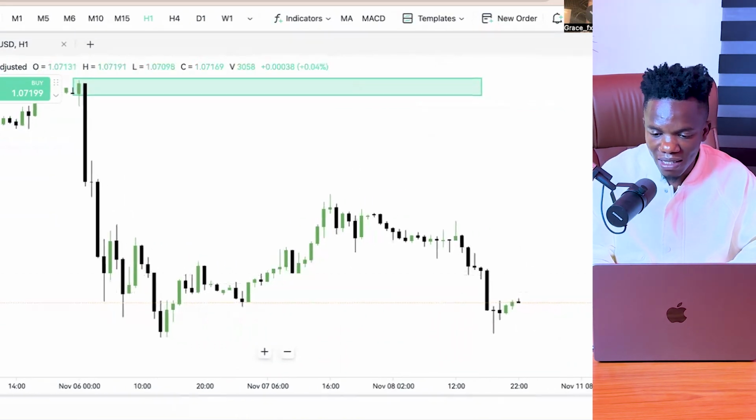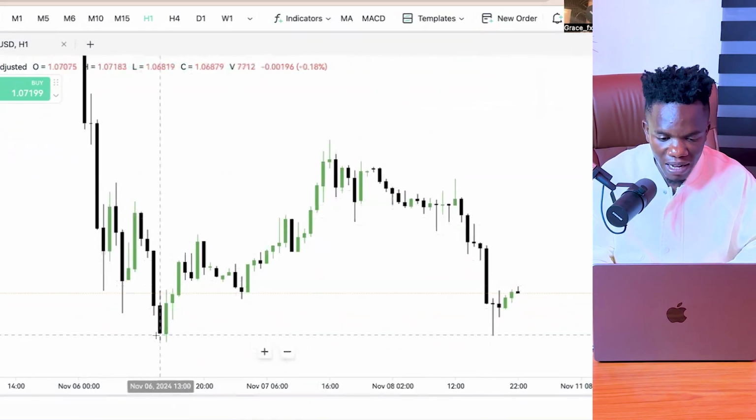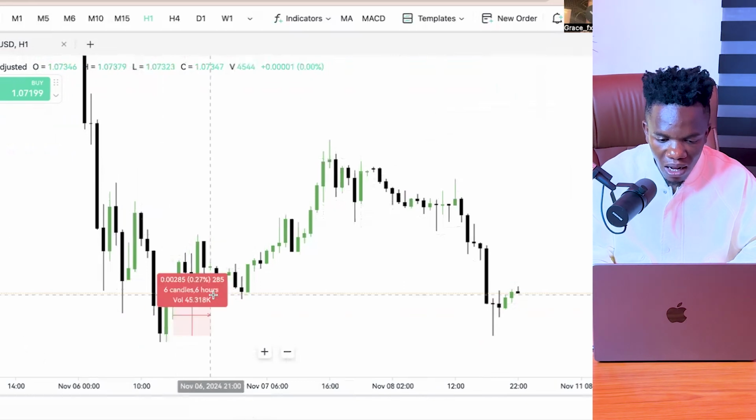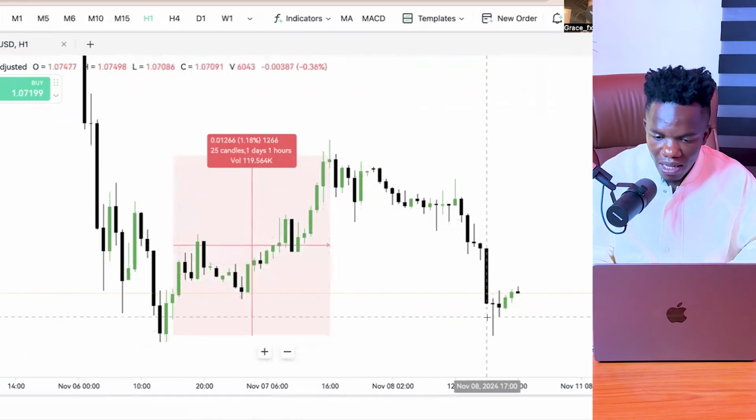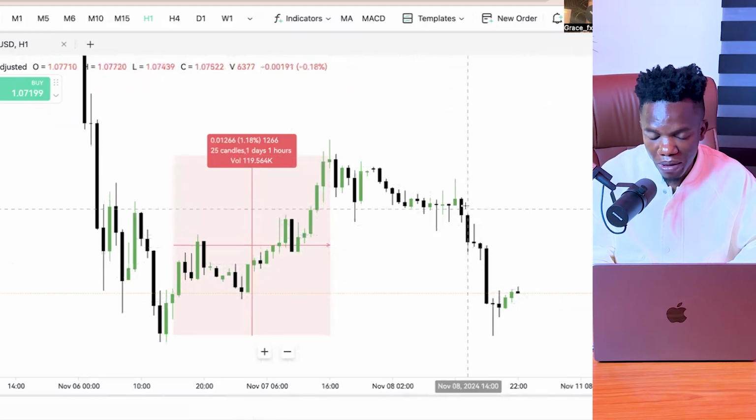Now, the first thing is that if you take a look, there are two movements here. From here to here is more than 100 pips, you can see. And then from here to here is also more than 100 pips. This is about 200 pips of capitalization.